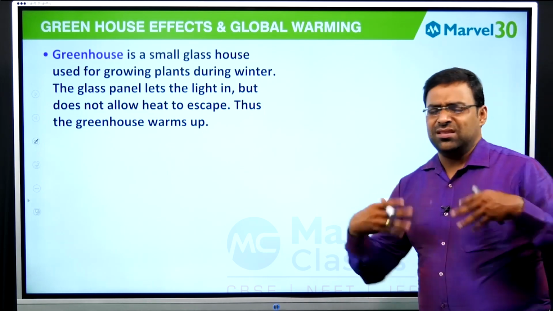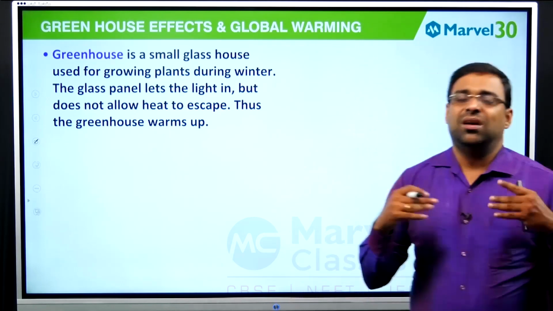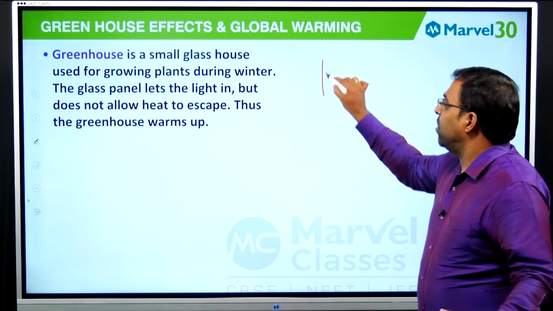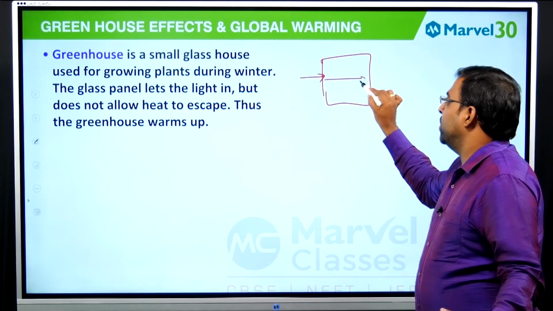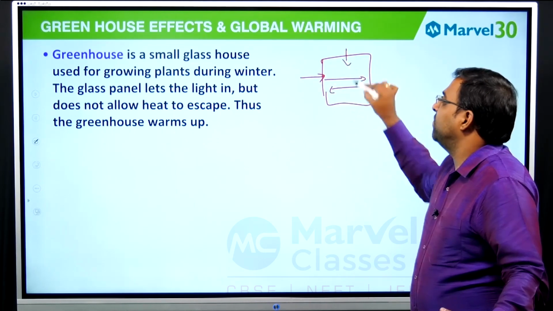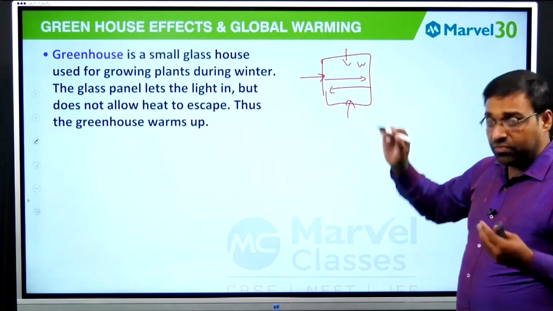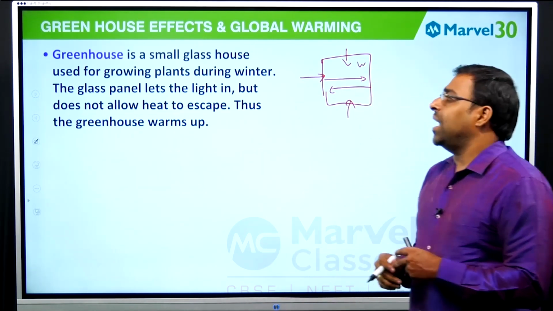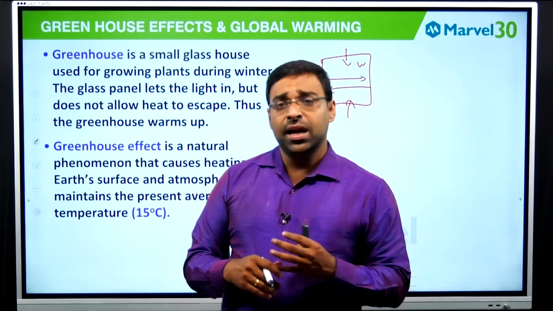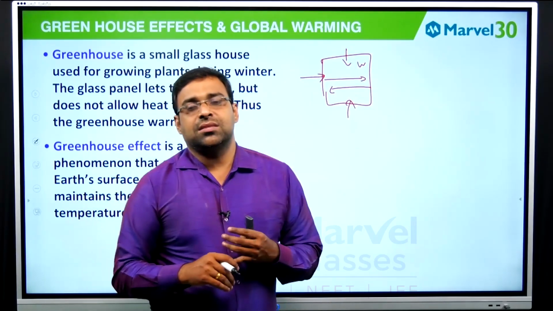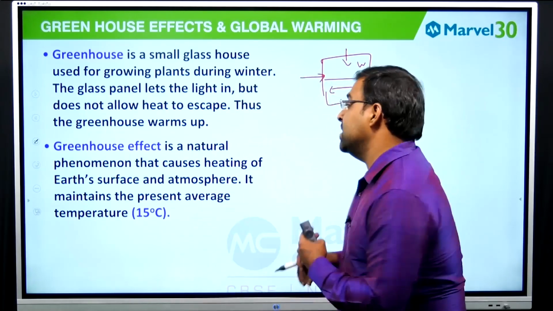You could have seen this greenhouse in hilly areas like Ooty and Kodaikanal, a house built with glass. For example, if sunlight falls here, since it is glass, it will reflect over here and keep on reflecting like this, so that the temperature inside the house will be warmer than the outer areas. So the glass panel lets the light in, but it does not allow the heat to escape, and the greenhouse warms up.